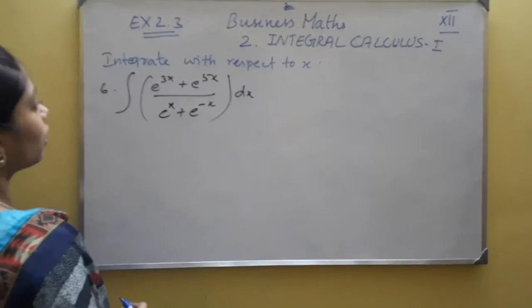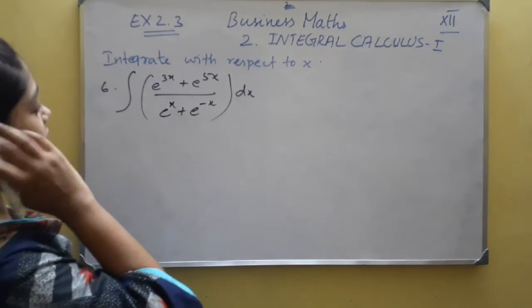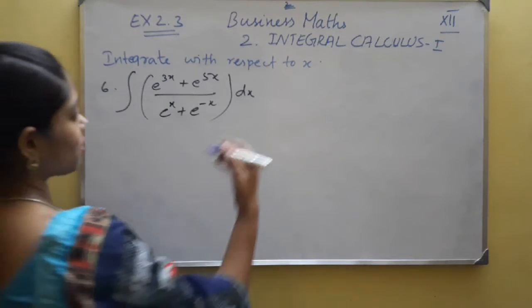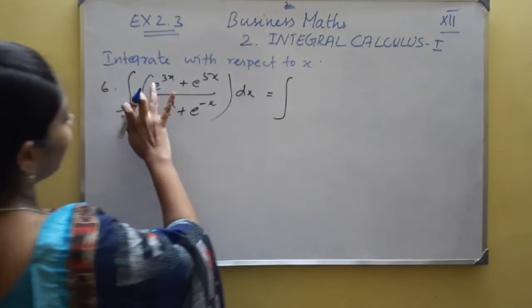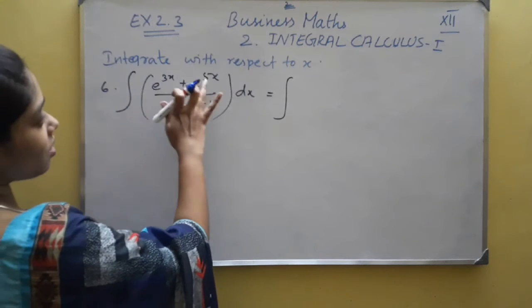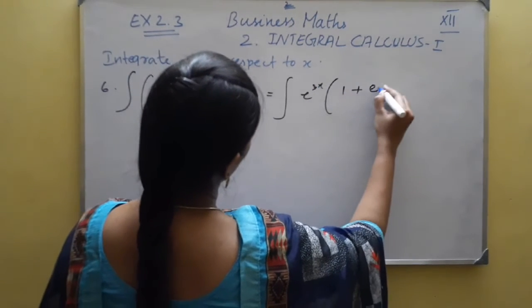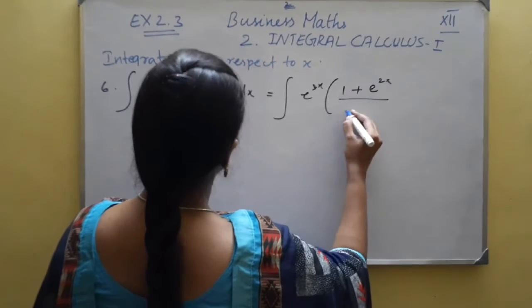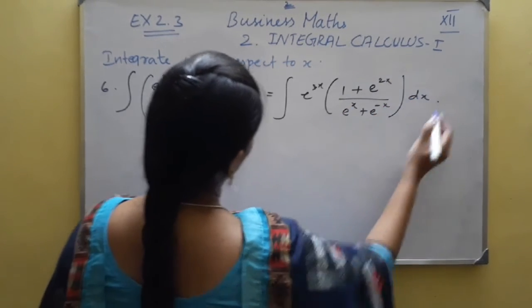Now you want to find the integral value of e power 3x plus e power 5x divided by e power x plus e power minus x. It is the same as the previous problem. I can take e power 3x as a common term from this term and this term, so I will get 1 plus e power 2x. Already I am having the denominator e power x plus e power minus x, into dx.